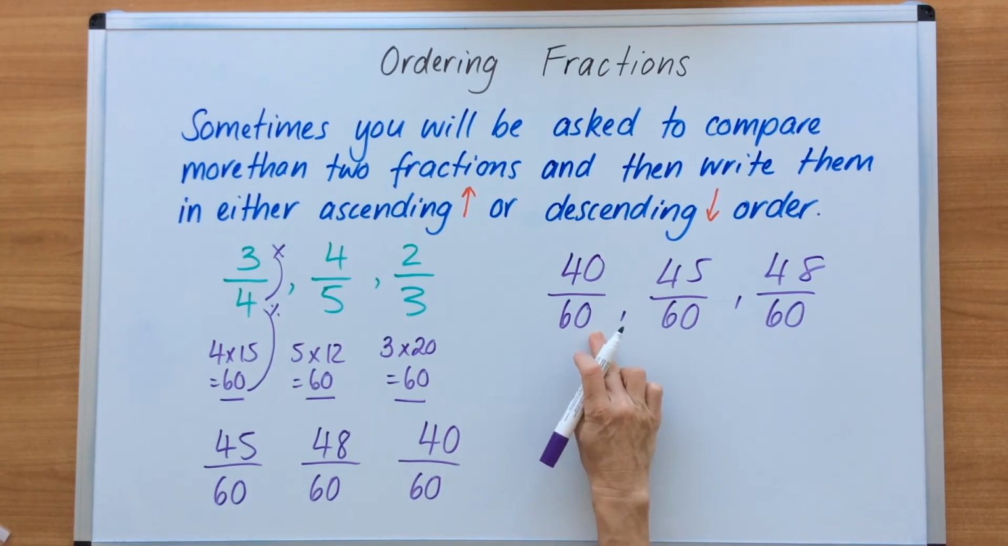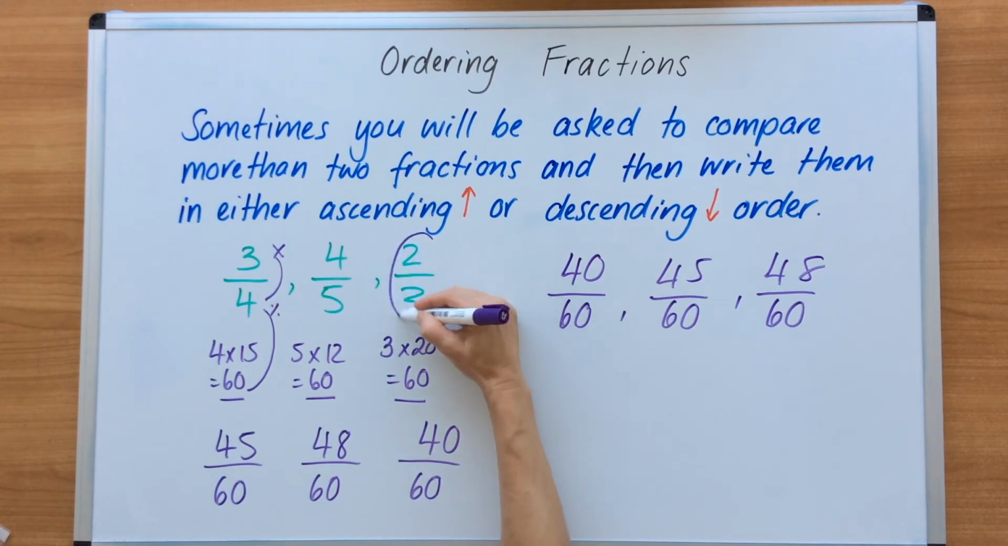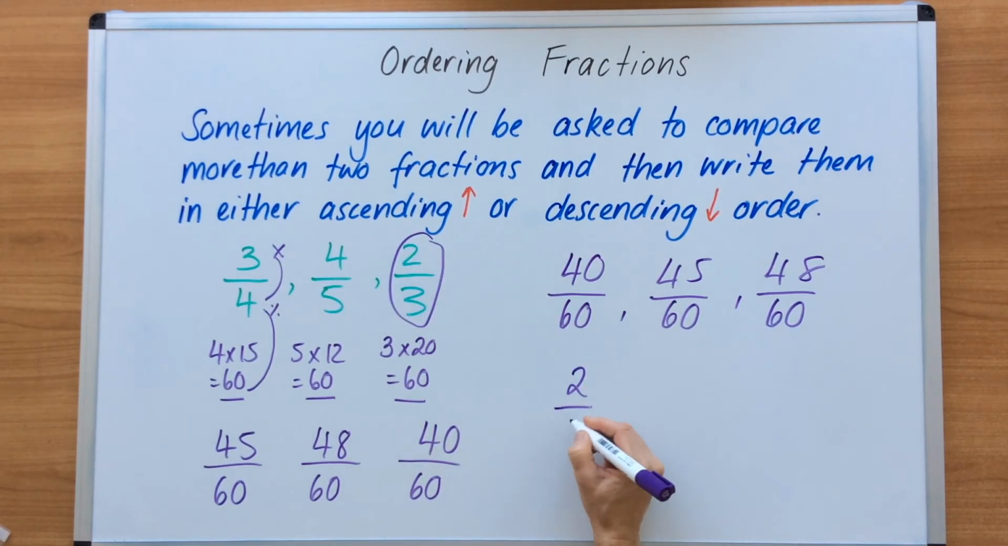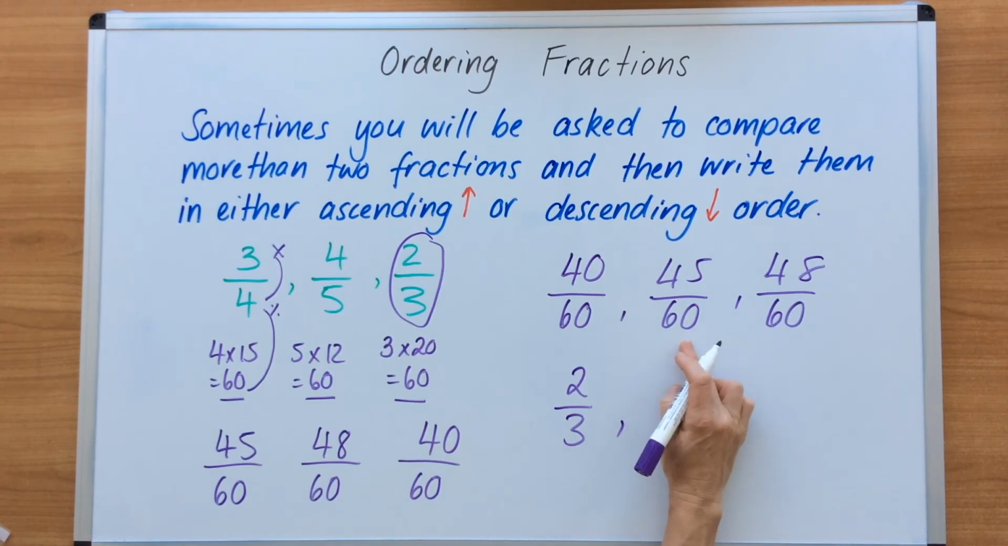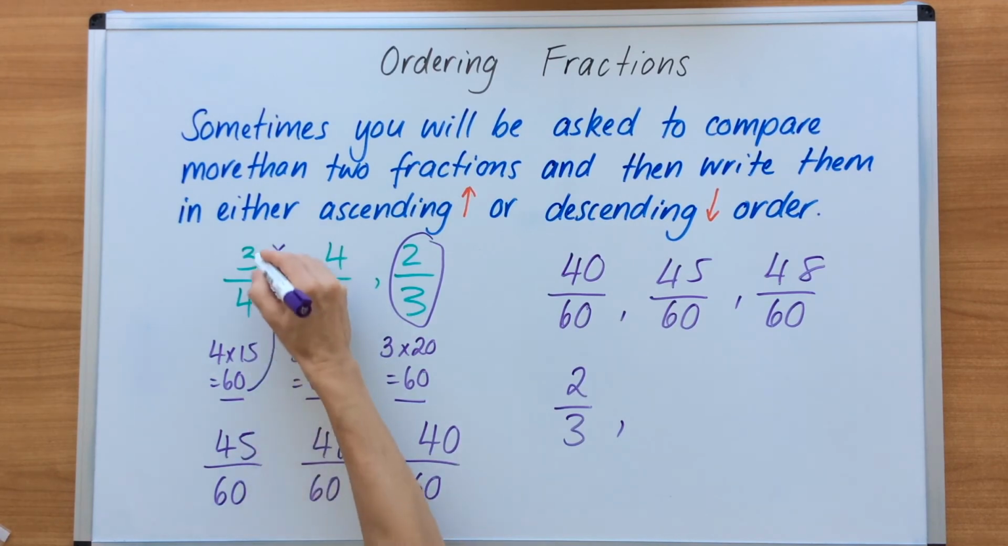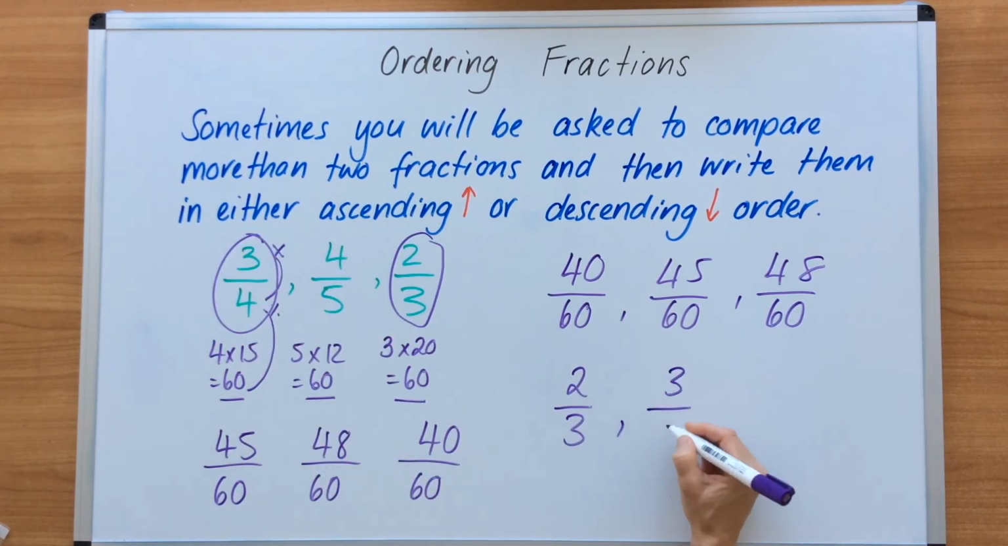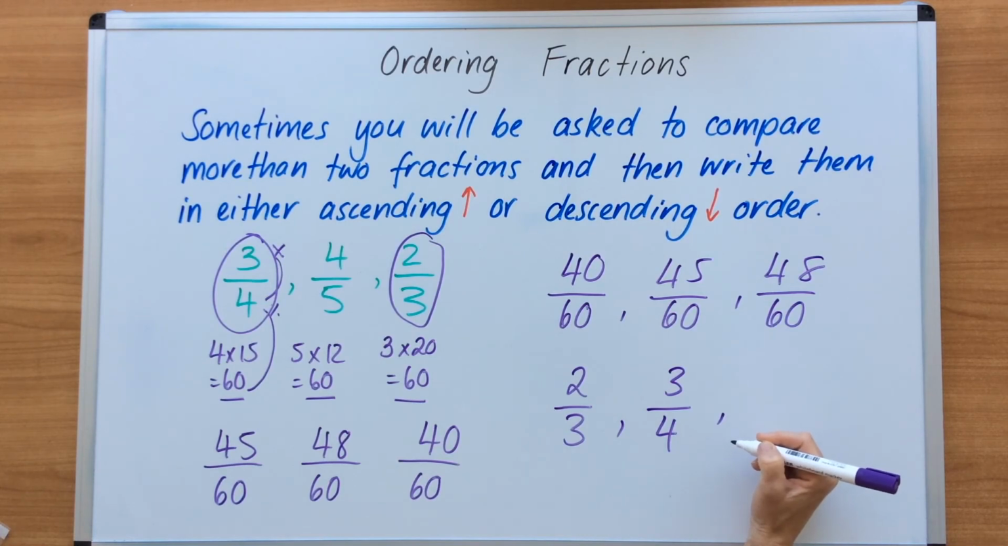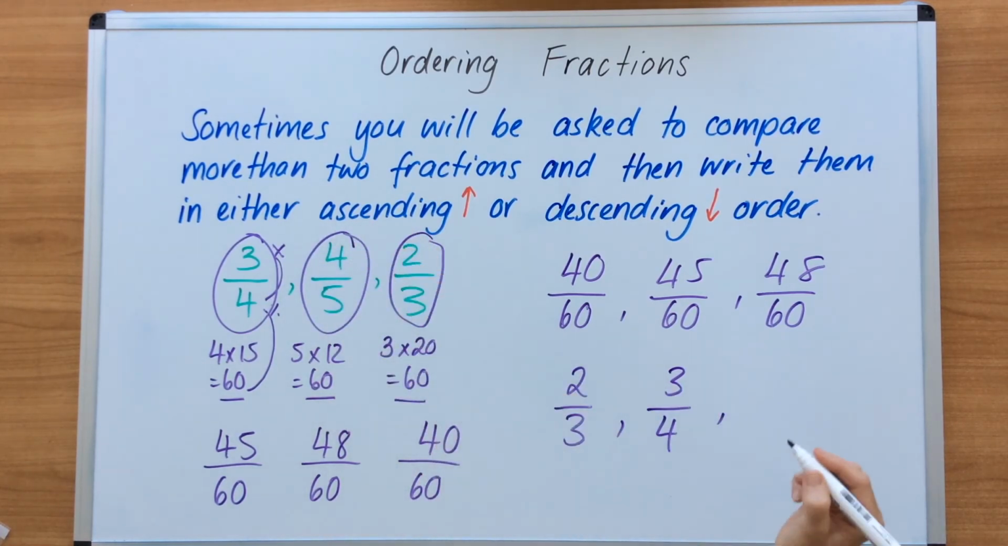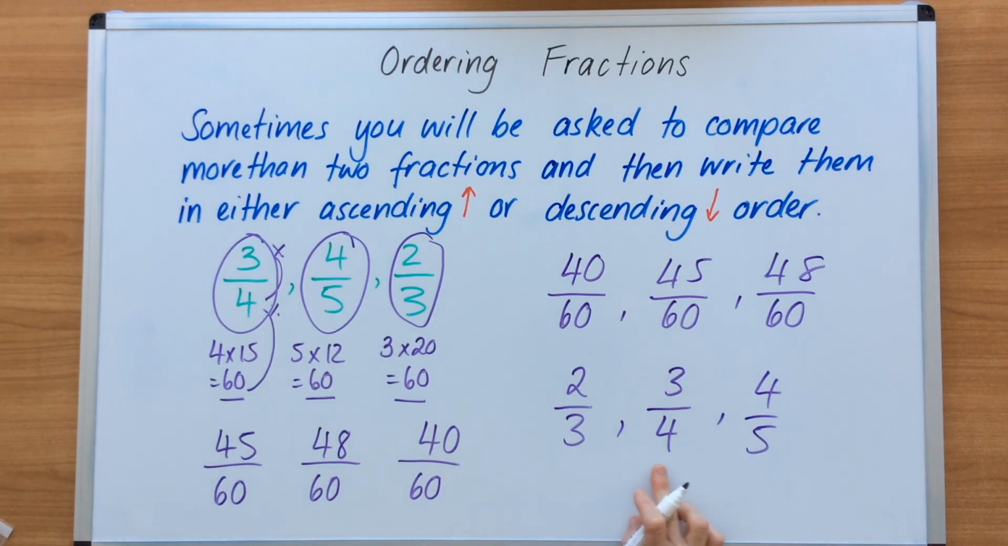So 40 over 60, this is 2/3. So 2/3 is the first one that we write down. We then look at 45 over 60. Well, 45 over 60 is 3/4. So 3/4 is the next one that comes in line. And lucky last is 4/5. 4/5 is the next one that comes in order. Okay, so now we've placed this in the correct order, ascending order. 2/3, 3/4, 4/5, smallest to biggest.